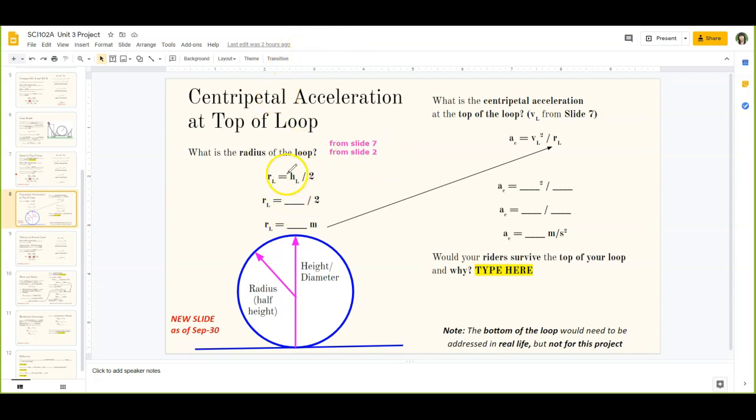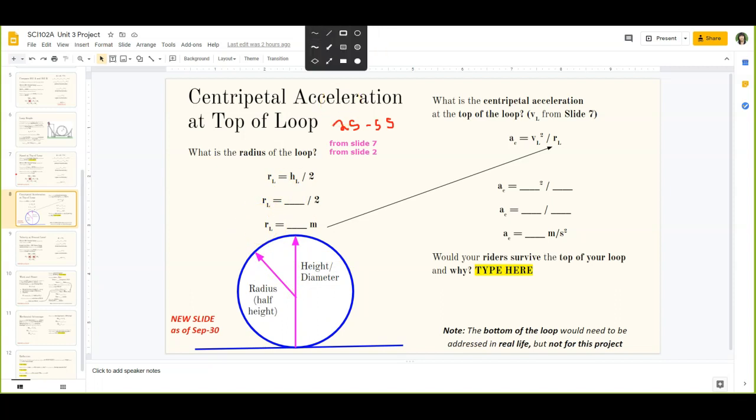It's going to be the height of your loop divided by 2. The height of your loop must be between 25 and 55 meters. So for example, if it was 50, you would plug in 50 divided by 2, which gives a radius of 25 meters. Make sure you plug in whatever yours is though. That should make sense because the height is the diameter, all the way from bottom to top, and a radius is half of the diameter. Since the diameter is the height, the radius is half the height. So that's going to give us the radius of our loop.